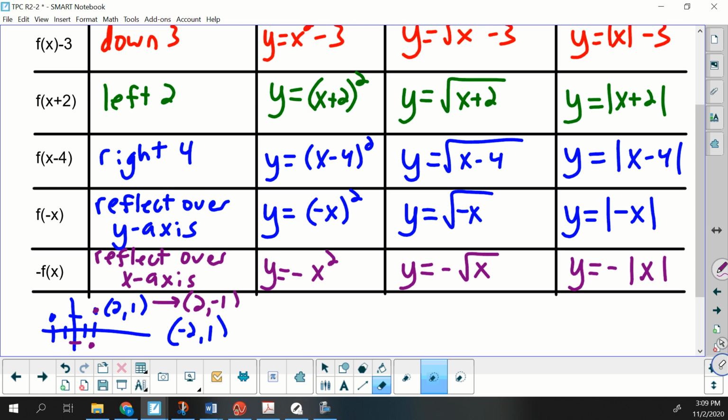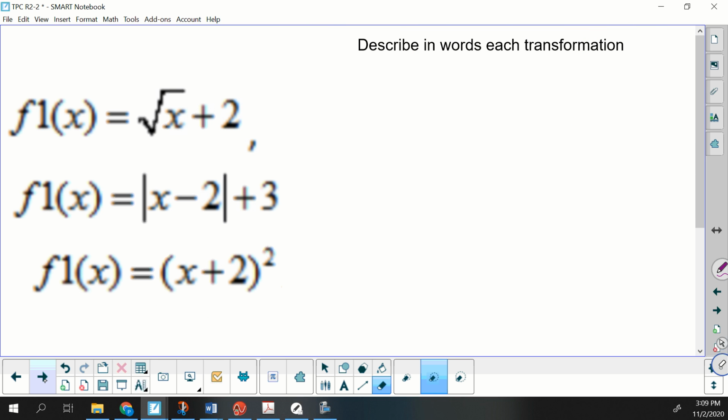So with our transformations down on the bottom, we're going to see if we can describe in words. So that first one there, we see the plus 2 on the end. So we want to see which one of our ones in the table up above also shows something happening on the end. And hopefully we see the very top row there, and that we are going up 2.